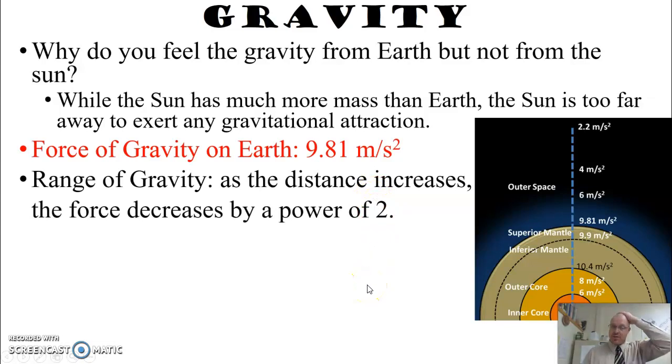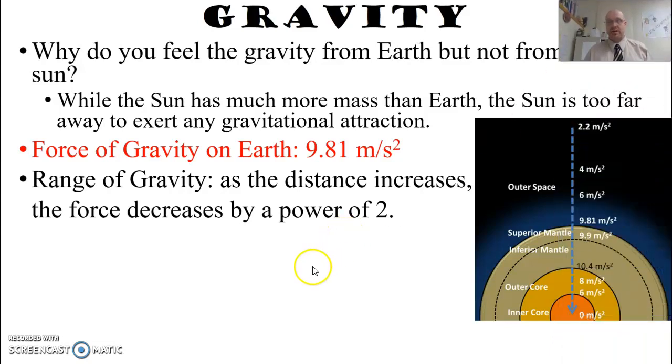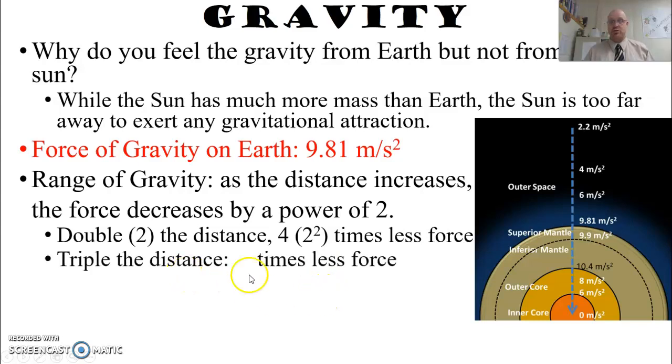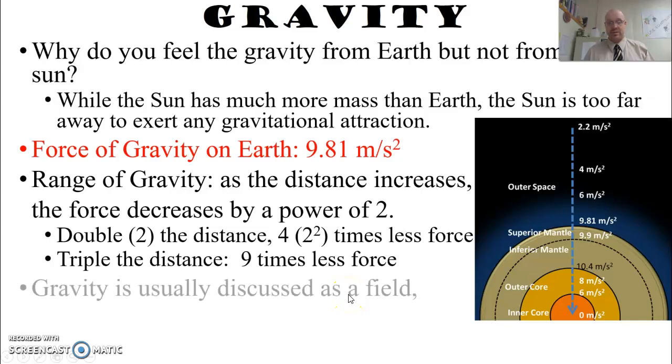So the range of gravity, that means as the distance increases, the force decreases by a power of 2. And that's that d squared that we talked about in the universal law of gravitation. So again, if you double the distance, it's 4 times less the force. So it's 2 to the power of 2. If we're quadrupling the distance, that would be 4 squared, okay, which is 16. If we triple the distance, we're 9 times less force, okay? So we take whatever that distance is, how far it is away, and we square it, and that's how many times less force there is.